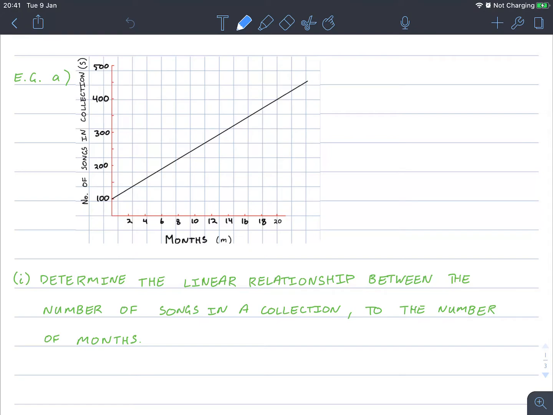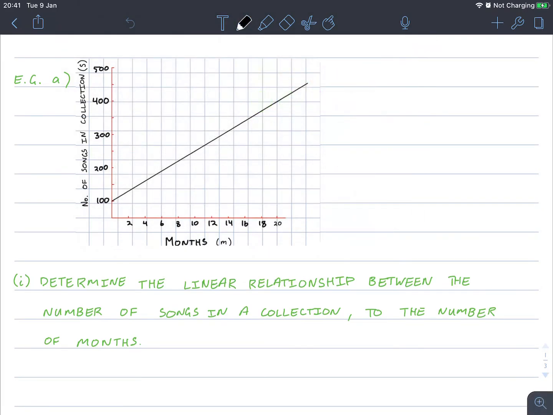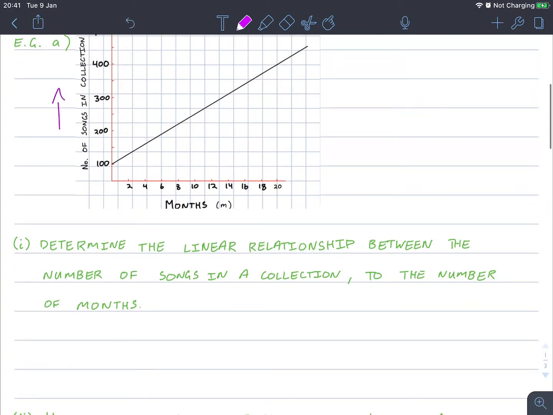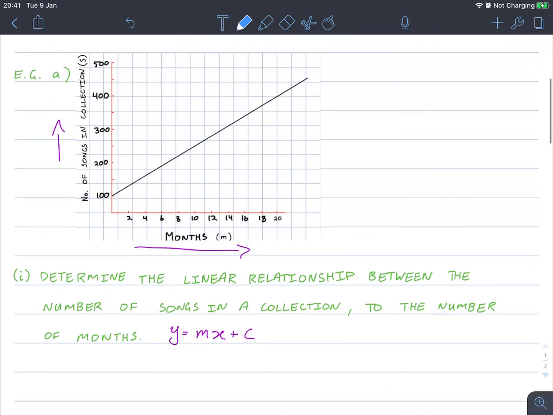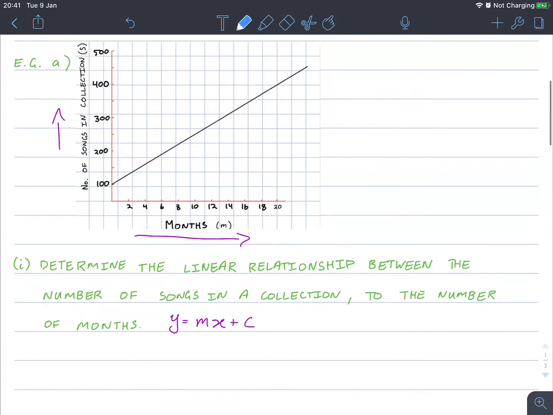So determine the linear relationship between the number of songs in a collection to the number of months. So just so we can get an understanding here, along the y-axis, the vertical axis, is going to be the y, and along the x-axis is going to be the x. And just so that we know, we're going to look for an equation that looks something like this. But now, take a look. What is along our y-axis? Rather than it being y, it's the value s, meaning the number of songs in the collection.